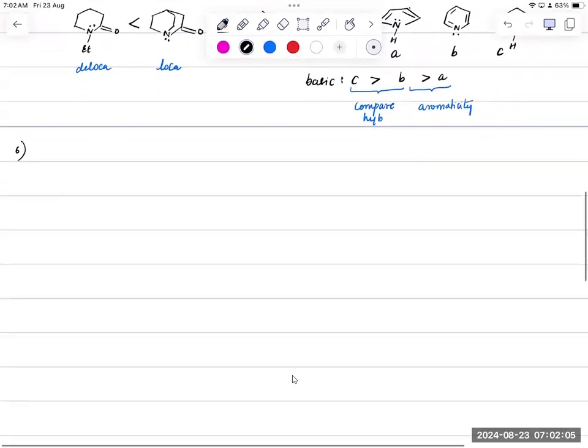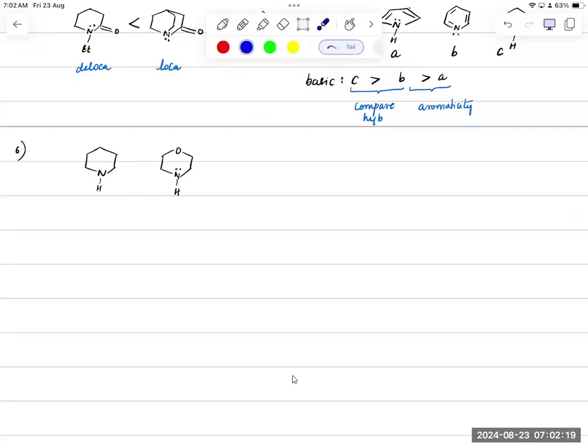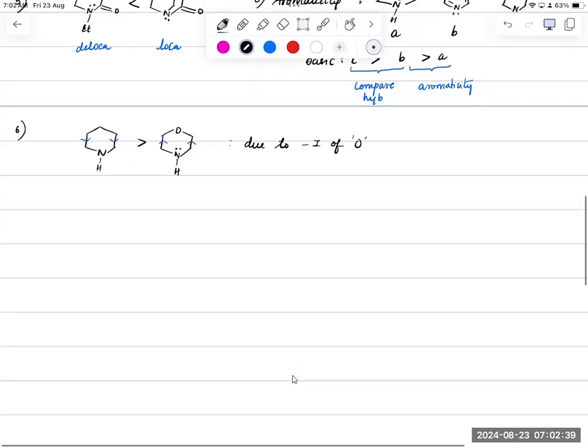If you have plus and minus I effects, that is, in case I have N here like this and O here like this, N lone pair and H. So you would see that these methyls are actually supporting nitrogen by plus I, while these methyls are going towards oxygen. So basic character will decrease. This is due to minus I of oxygen.